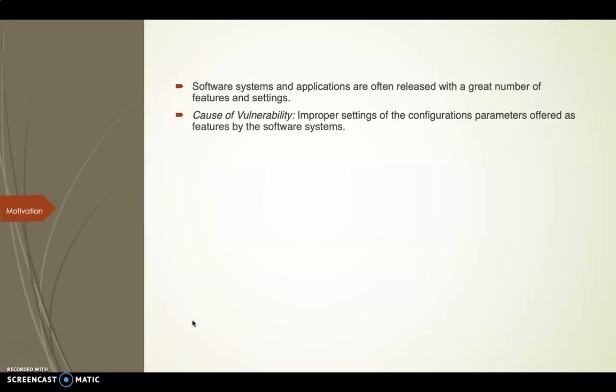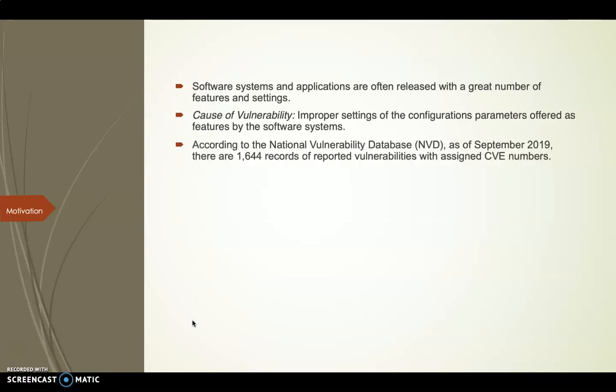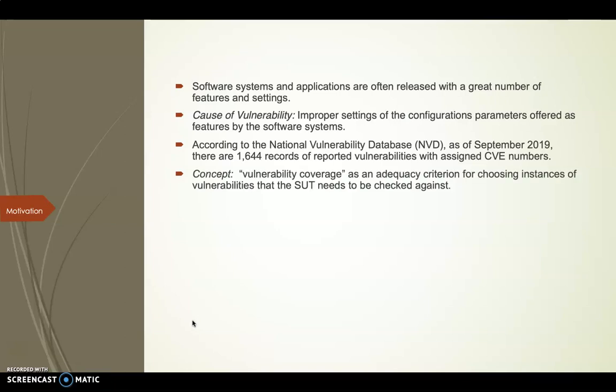Oftentimes, due to improper settings of the configuration parameters by the user, it leads to a vulnerability that the attacker can exploit. According to NVD, as of September 2019, there have been nearly 1600 records of reported vulnerabilities with assigned CVE numbers. CVE basically provides unique identifiers to known security threats.